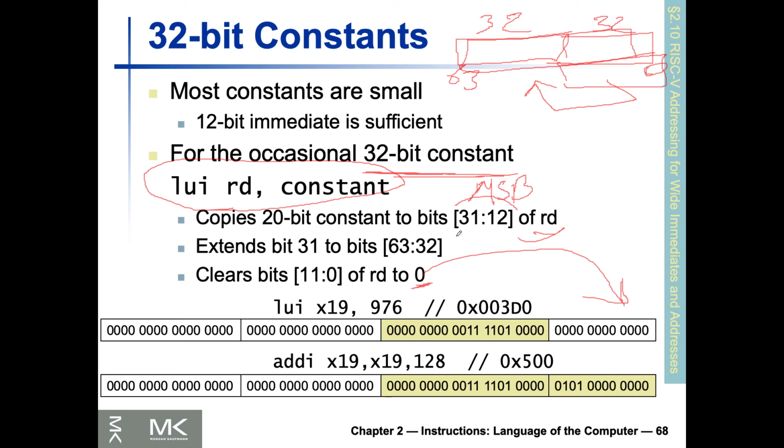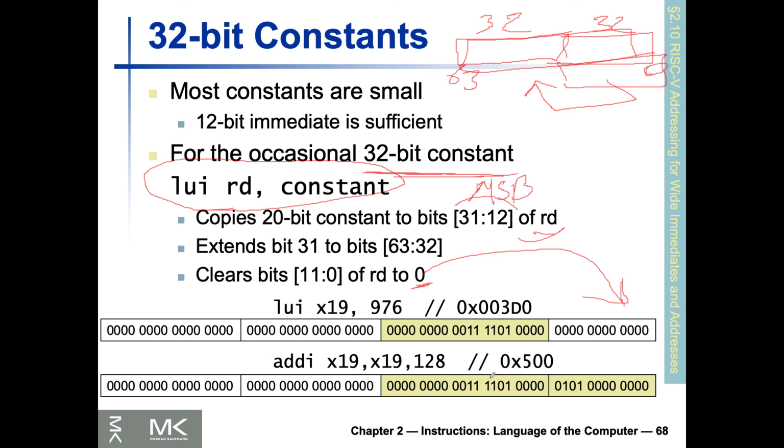It's going to copy the 20 bits from 12 to 31, and it's going to then extend it to 64 bits, and then it's going to clear the first 12 bits of that. Then we can do the addi and do the rest of the things to match the number we want to have. Is that clear?